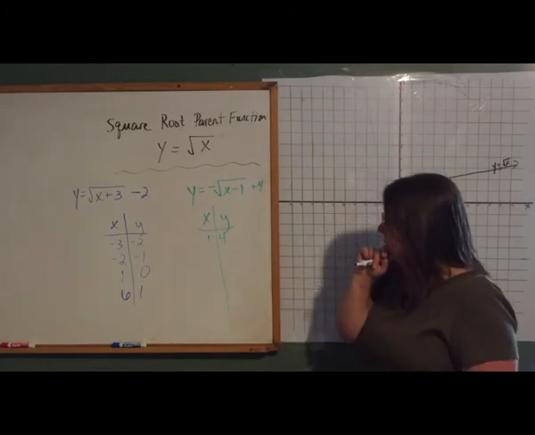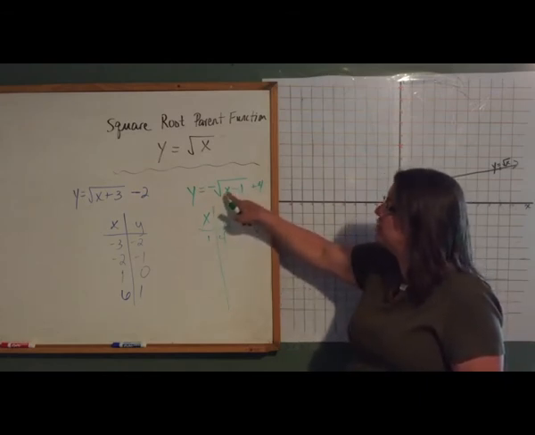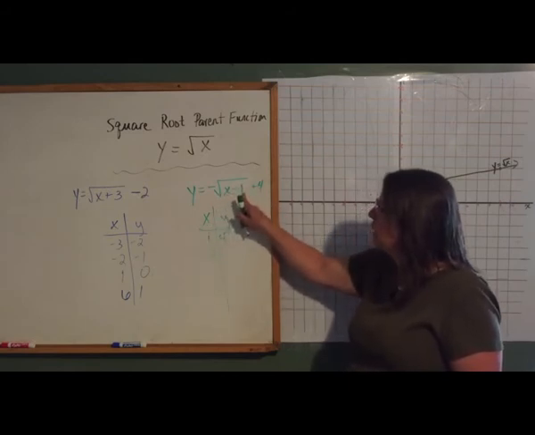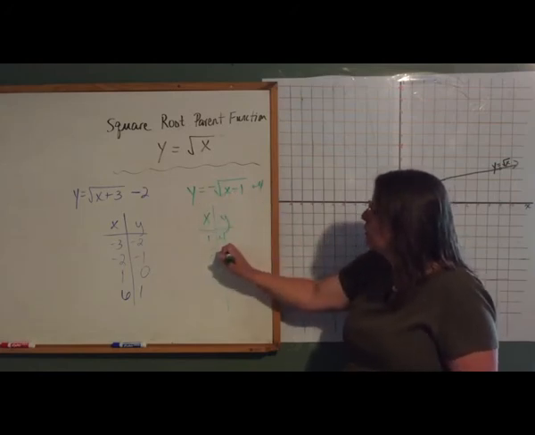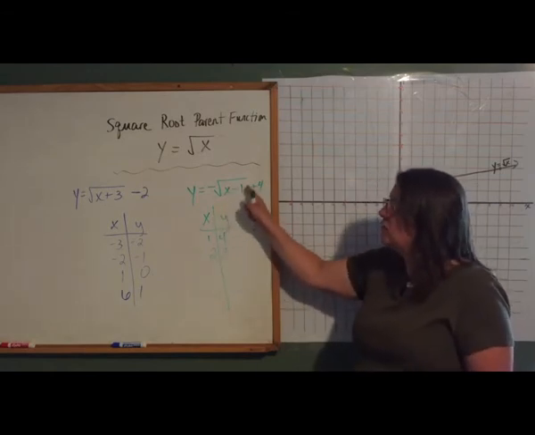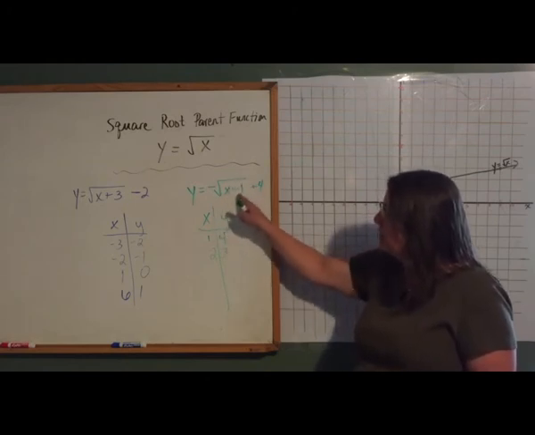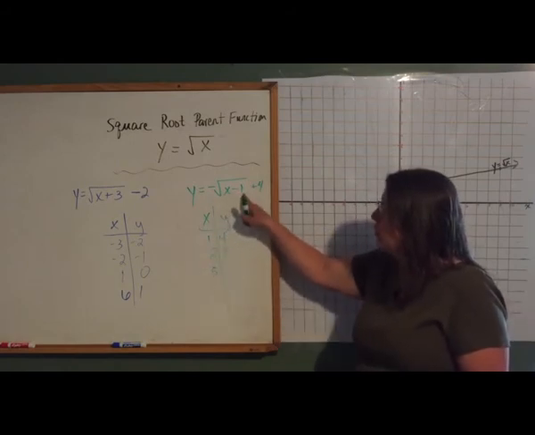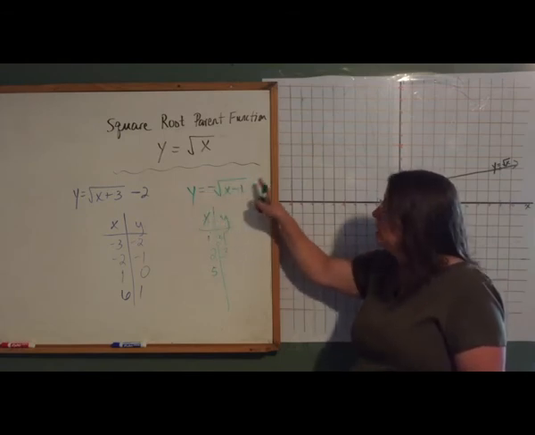Let me see. To get my next whole number, let's see what we can plug in to get 1. If I plug 2 in, I will get a 1 inside. So let's try that. 2 minus 1 is 1. Square root of 1 is 1. Times negative 1 is negative 1 plus 4 is 3. So there's my second ordered pair. The next whole number is 4. So what can I plug in for x that will give me a 4 inside? Well, 5 minus 1 is 4. So 5 is the next number I'm going to choose. 5 minus 1 is 4. Square root of 4 is 2. Negative 1 times 2 is negative 2. Plus 4 is 2.